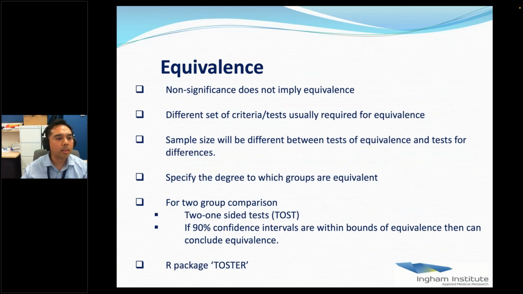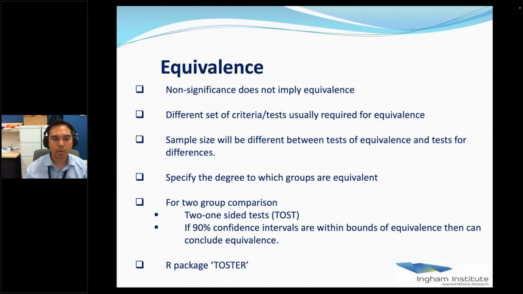One thing I want to highlight is equivalence. You've seen this a few times already. The main thing that I've seen done is that a non-significant p-value doesn't necessarily imply that things are similar or equivalent. And so there's usually a different set of criteria and tests required for this. It does matter because it has implications for your sample size and how you interpret certain statistics.